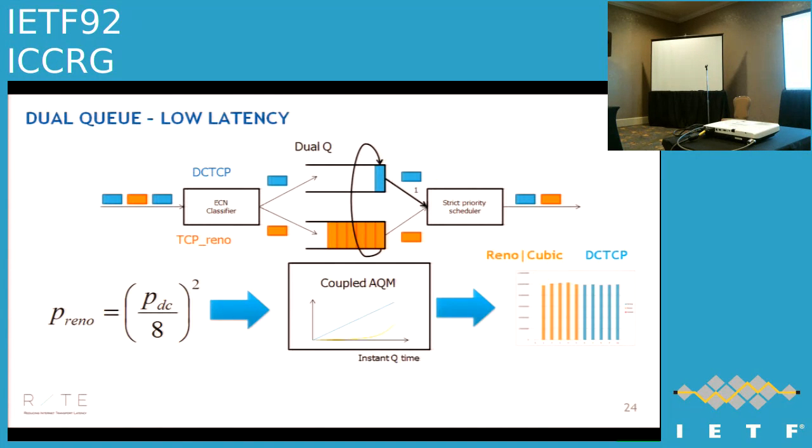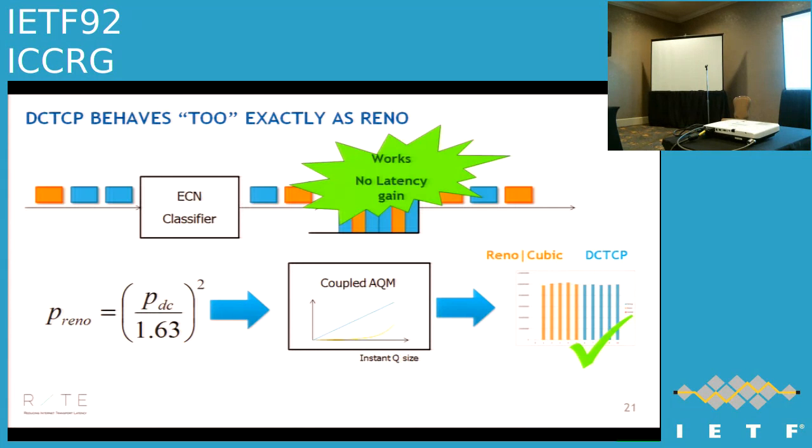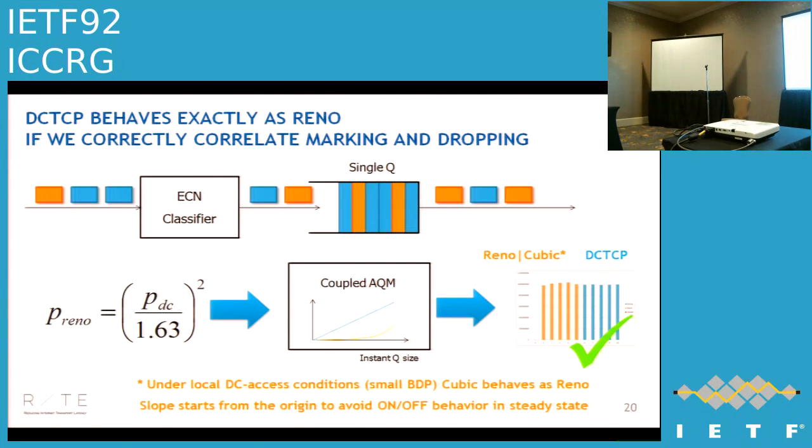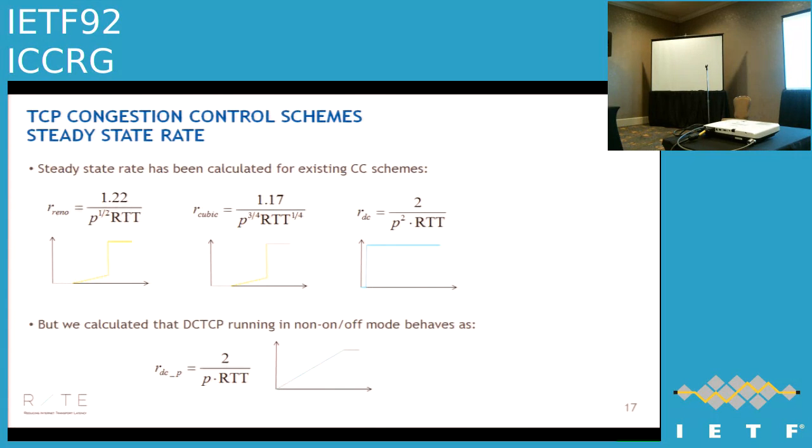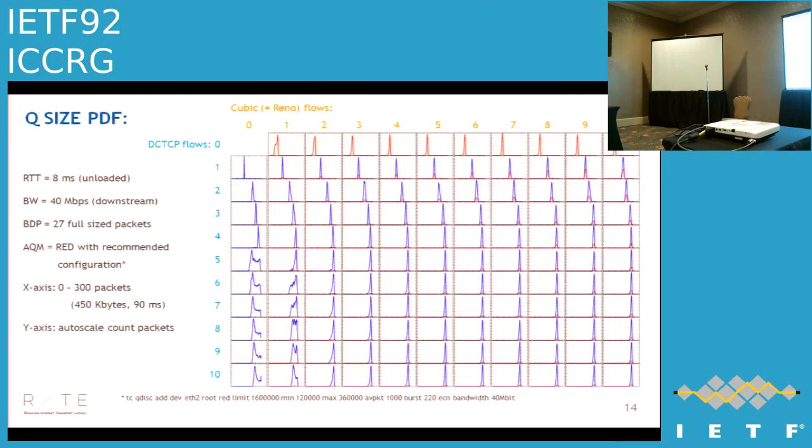So the 8 factor. Originally the factor was 1.63, and that is if the round trip times are the same. So if they have the same queue, that's not a problem. We have to divide by 1.63. If we have multiple queues, where is it?